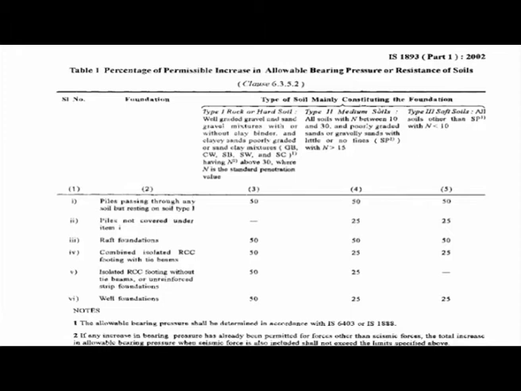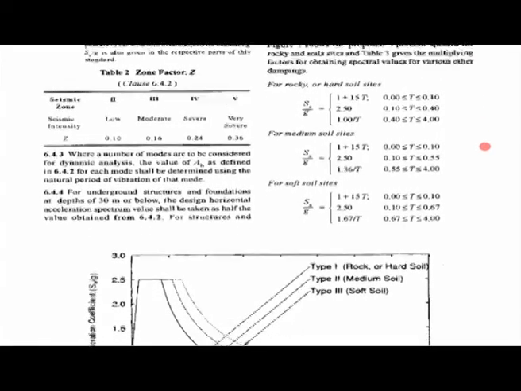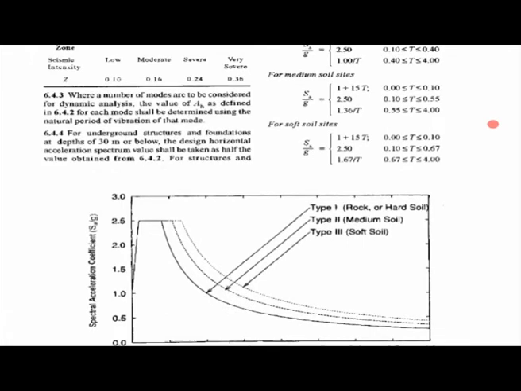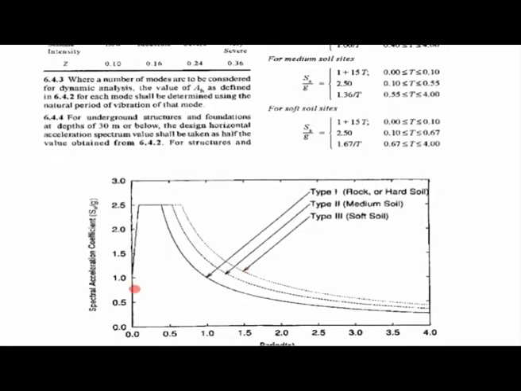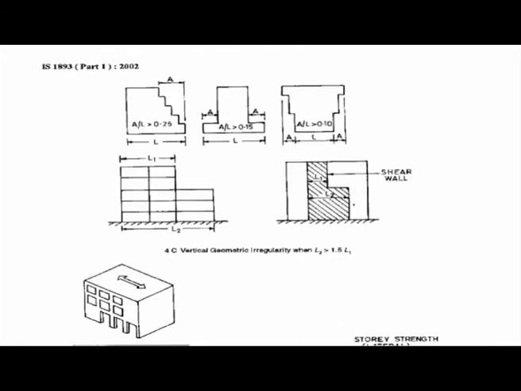So SA by G is the next term, and you can find it here. As you can see, this is called SA by G. For different soil types, type 1 hard, medium and soft soil, we can find different curves. This is one curve. From there, if I know the time period, I can find the value of SA by G. So that means we have to find Z, I, R like that.